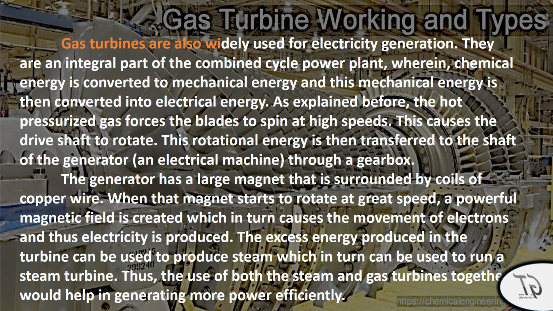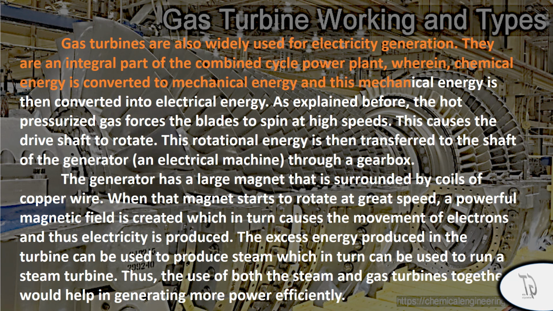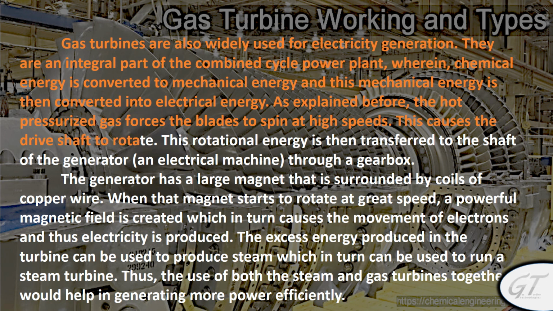Gas turbines are also widely used for electricity generation. They are an integral part of the combined cycle power plant, wherein chemical energy is converted to mechanical energy and this mechanical energy is then converted into electrical energy. As explained before, the hot pressurized gas forces the blades to spin at high speeds. This causes the drive shaft to rotate. This rotational energy is then transferred to the shaft of the generator, an electrical machine, through a gearbox.